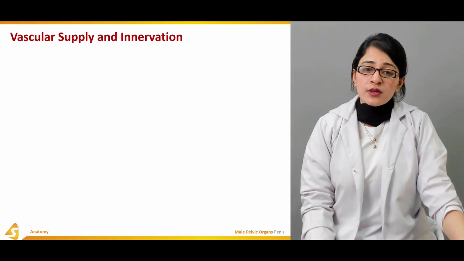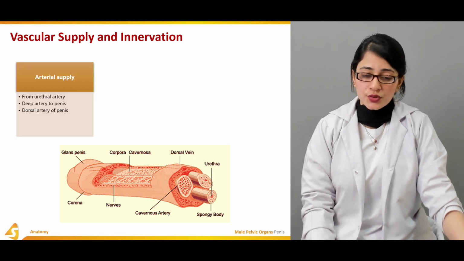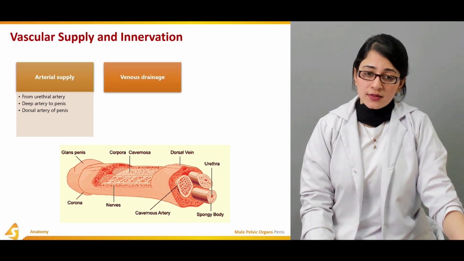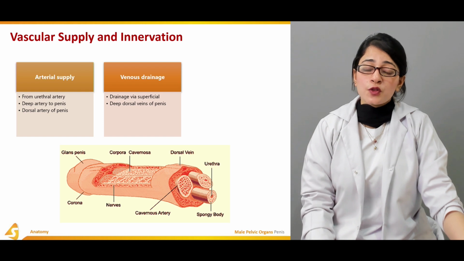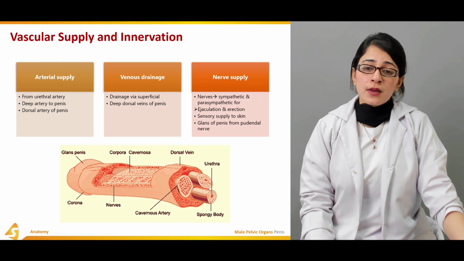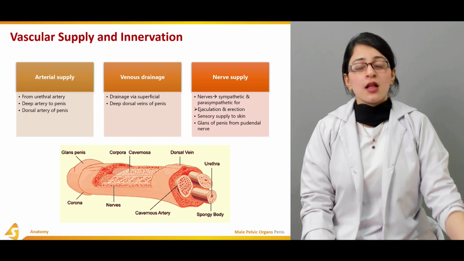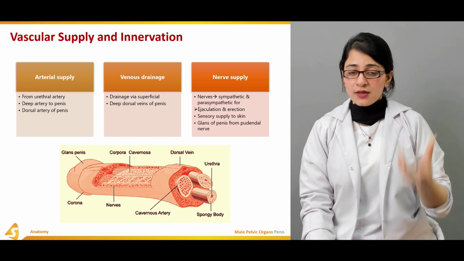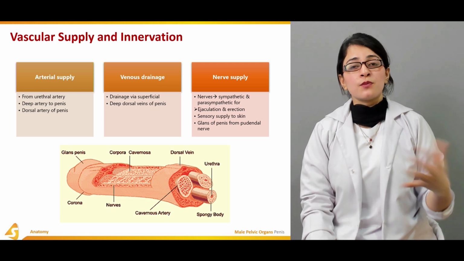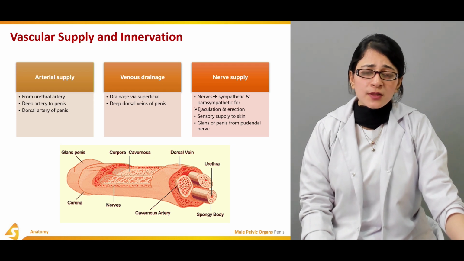Talking about the vascular supply and the innervation. The arterial supply is from the urethral artery. We have the deep artery of the penis and the dorsal artery of the penis. Venous drainage is via the superficial and deep dorsal veins of the penis, and the nerve supply is from the sympathetic and parasympathetic nerves for ejaculation and erection. The parasympathetic stimulation functions in erection, and the sympathetic stimulation works opposite to that of the parasympathetic functions.